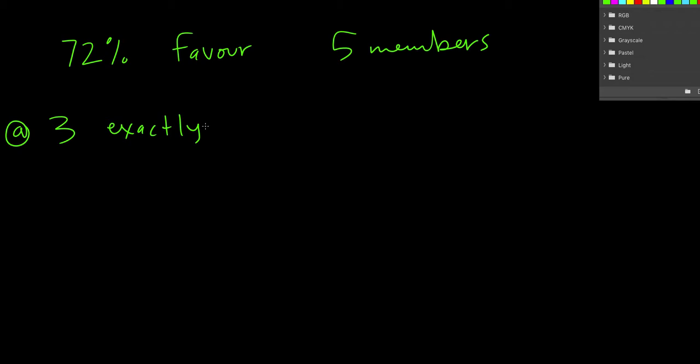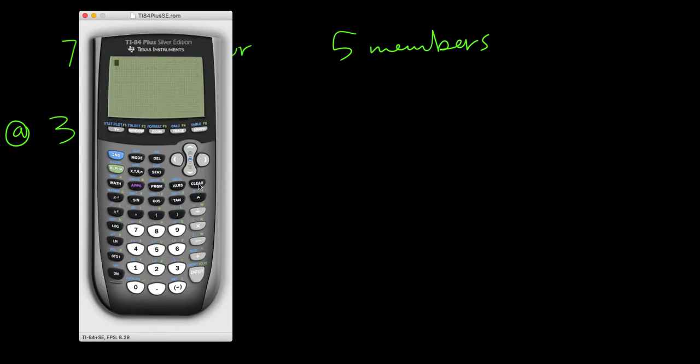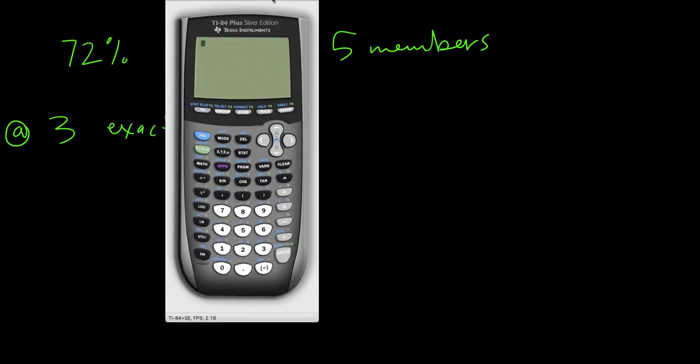Okay. And the way that we do this, we're going to go to our calculator, clear that out. I'm going to go to catalog, and we're looking for binomial PDF. So it's just right there. It stands for binomial probability distribution function, I believe. And the first thing we're going to type in is the sample size. So we're taking 5.